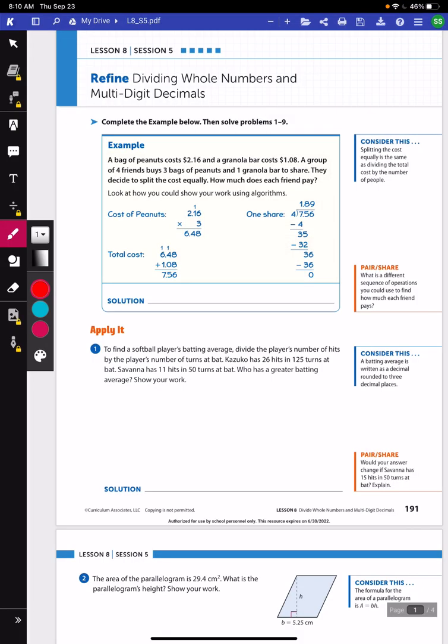All right, guys, so we're going to look at Lesson 8, Session 5, and we're going to start on page 191. So let's look at the example. A bag of peanuts costs $2.16 and a granola bar costs $1.08. A group of 4 friends buys 3 bags of peanuts and 1 granola bar to share. They decide to split the cost equally. How much does each friend pay?